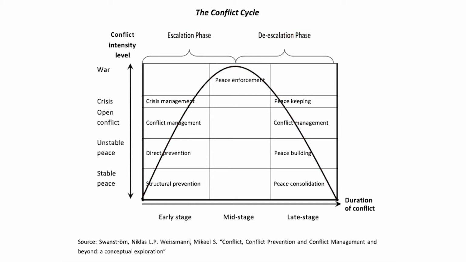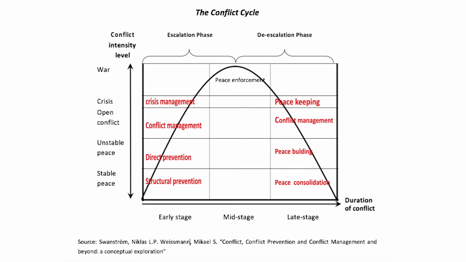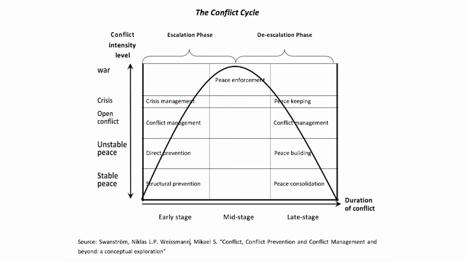The U-curve conflict cycle includes the conflict process itself and possible prevention, management, and resolution measures by indicating the rise from stable peace to war and de-escalation back to stable peace. As you can see, the curve is split into 5 levels of conflict intensity, including stable peace, unstable peace, open conflict, crisis, and war, in 9 chronological phases.